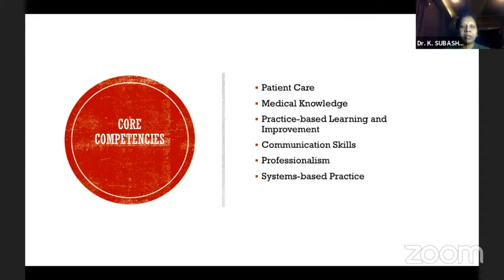based on the ICO curriculum, the core competencies revolve around patient care, medical knowledge, practice-based learning and improvement, communication skills, professionalism, and system-based practice.